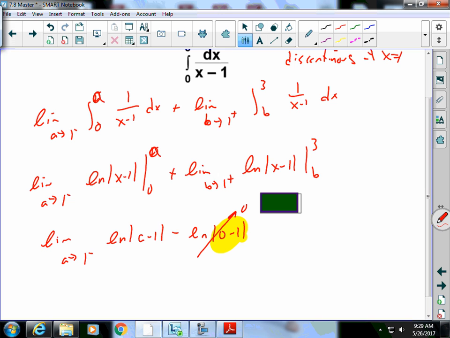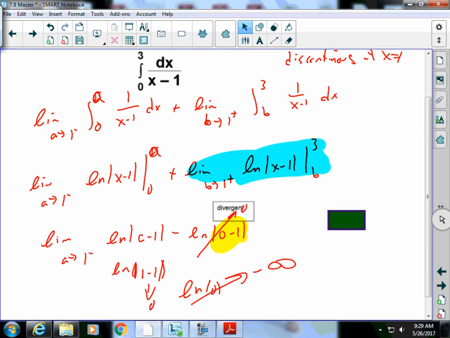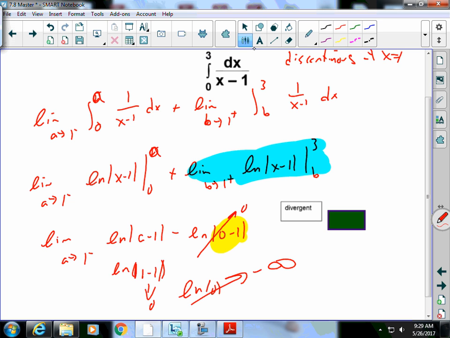What's interesting is here, I have the natural log of 1 minus 1. That's going to 0. The natural log of 0 is going to approach negative infinity. And because of that, I do not need to worry about this half of the problem. I don't care what's happening on that half. I'm divergent because of this right here. That part there makes the entire thing divergent.